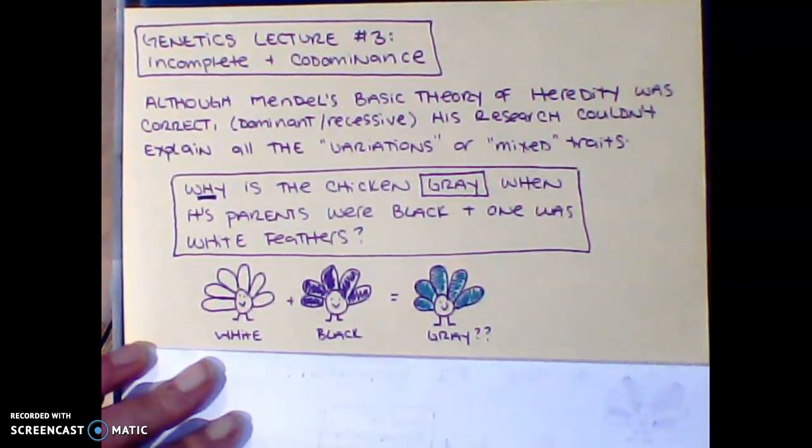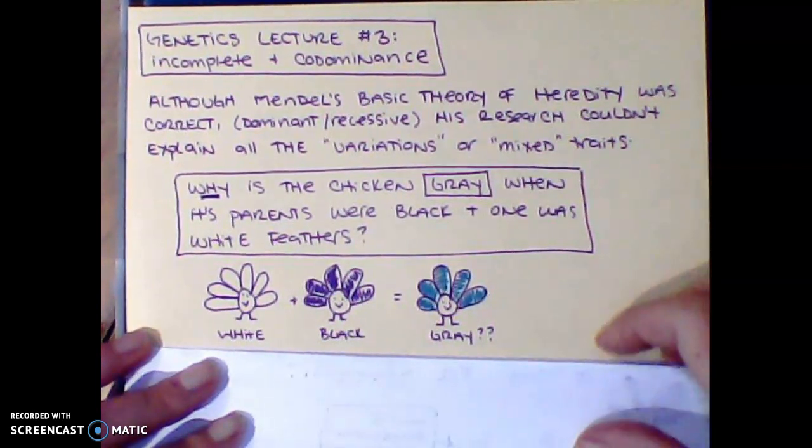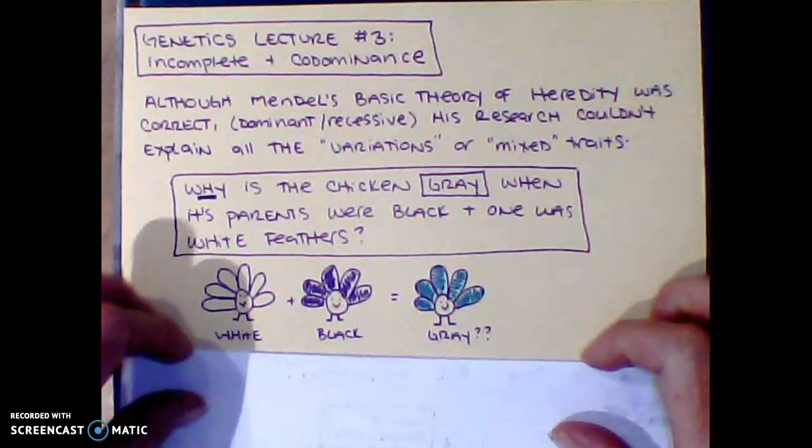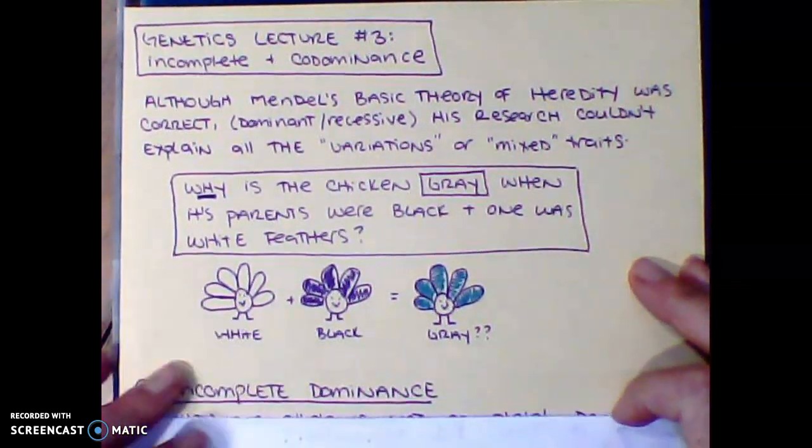So for example, he couldn't explain why some flowers would suddenly turn pink when their parents were, one white and one red. Or, for example, if a chicken was born gray, when its parents, one parent was an all-white chicken and the next parent was an all-black chicken, where did gray come from? That's an entirely new color, new trait, and he didn't know what to do with that. So today let's talk about how this is actually possible using Mendelian genetics.